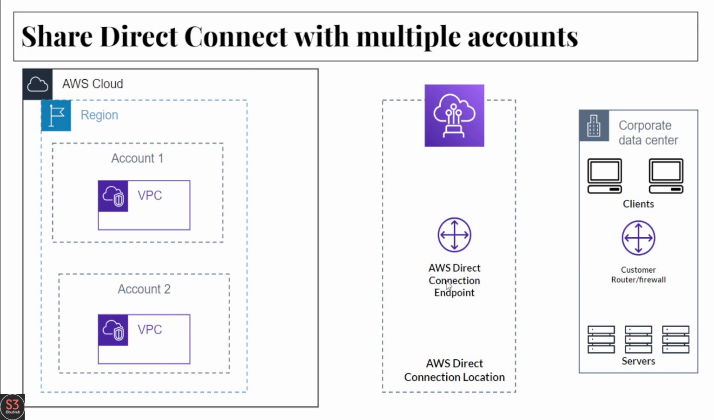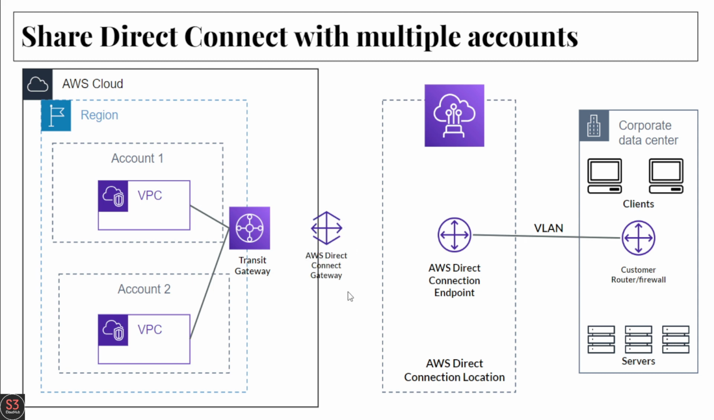So we are going to first of all connect the corporate data center to the AWS Direct Connect location with the VLAN, and then we are going to have a transit gateway here, and to the transit gateway we will connect both the VPCs together, right? From the different accounts, we are going to connect both the VPCs through the transit gateway, and then we are going to have an AWS Direct Connect gateway, and the transit gateway will be connected to the AWS Direct Connect gateway, and the gateway will be connected to our AWS Direct Connect location through the transit virtual interface. So this is how we can share our direct connections to multiple accounts and multiple VPCs.